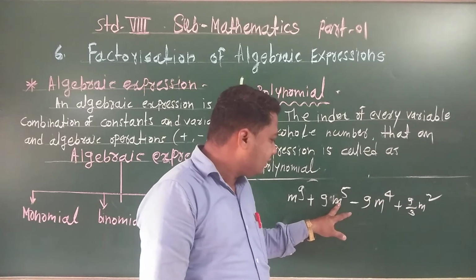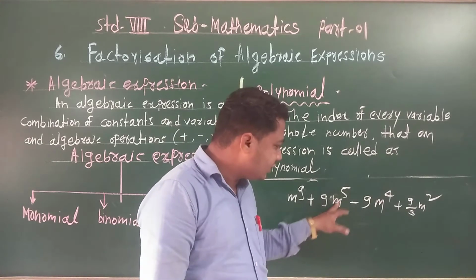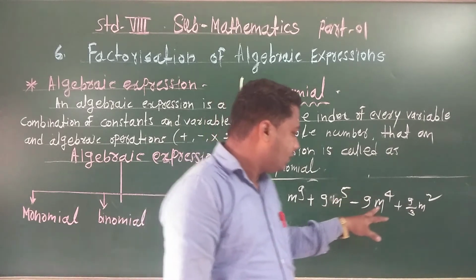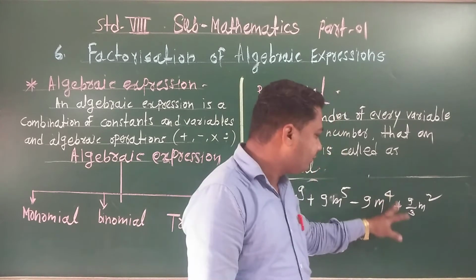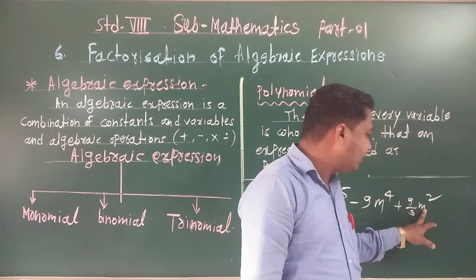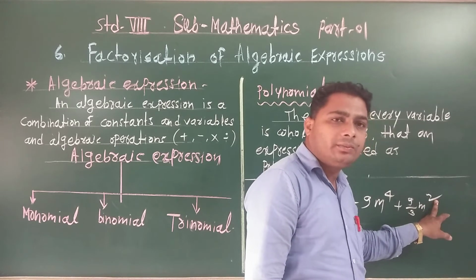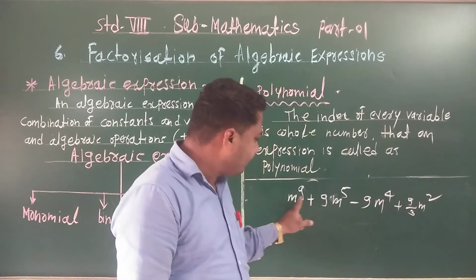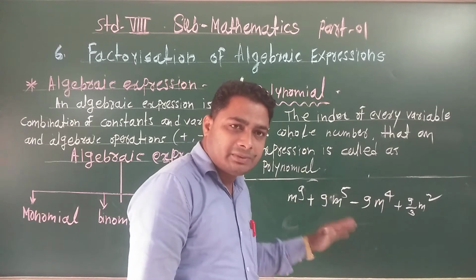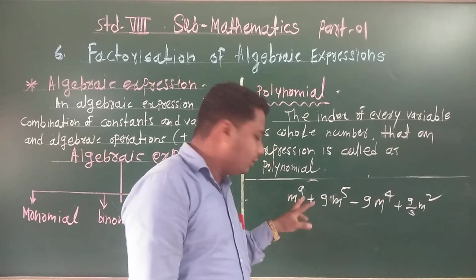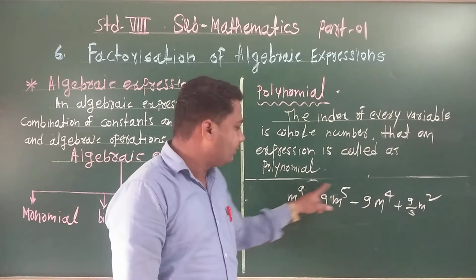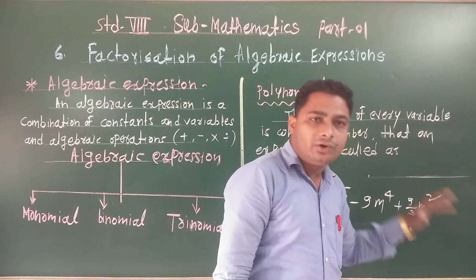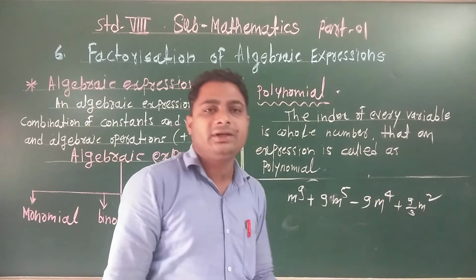m is the variable, the index is 5, so that is a whole number. m is the variable, the index is 4, that is also a whole number. And m is the variable, the index is 2, that is also a whole number. So for every variable, प्रत्येक चलाचा घातांक, is a whole number. So that expression is called a polynomial.